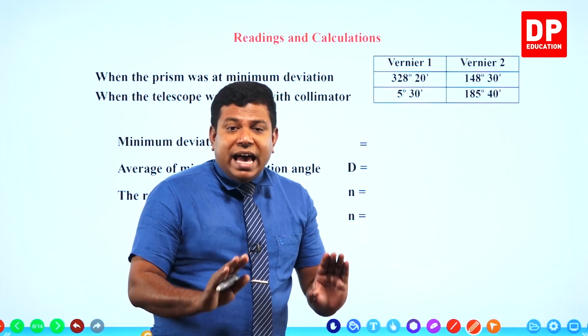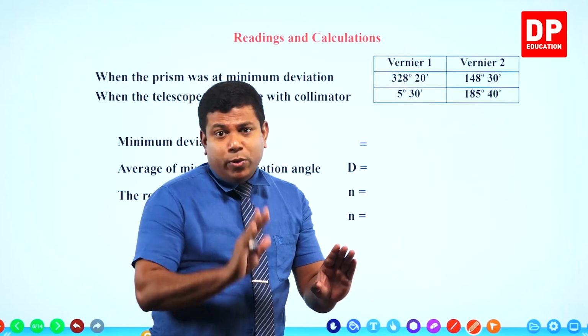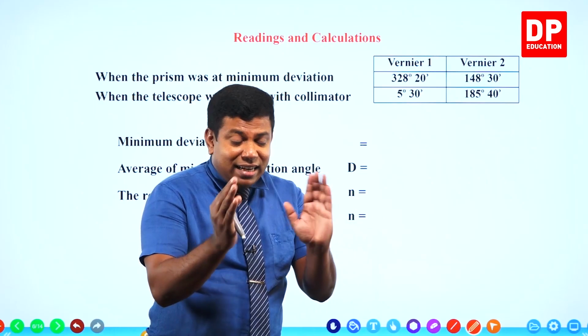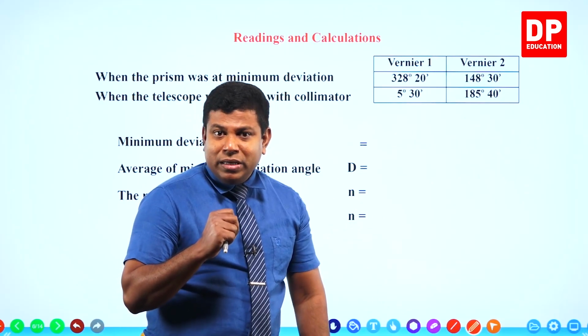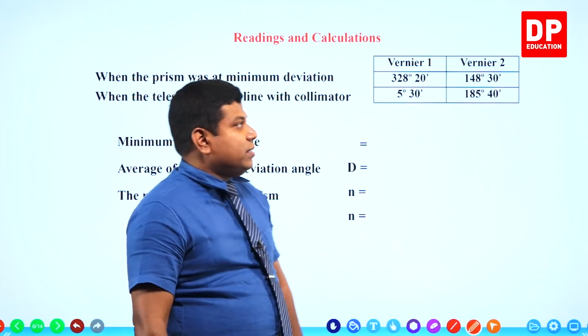Suppose there is an error in reading, not while doing the experiment. If you made a mistake while doing the experiment, that is a mistake, and this wouldn't rectify that. But while getting the vernier scale readings, you might make mistakes. To rectify that, we are taking the reading from both verniers.